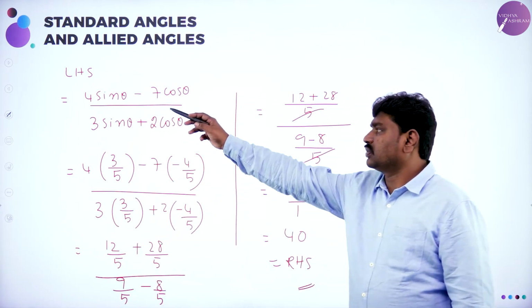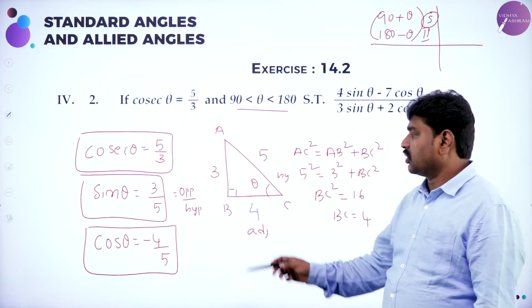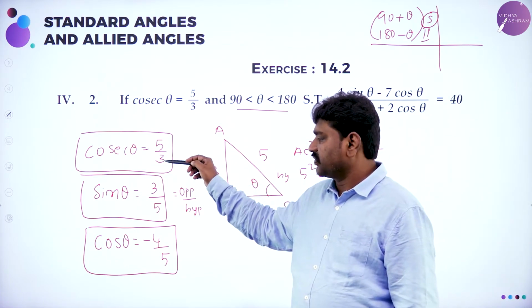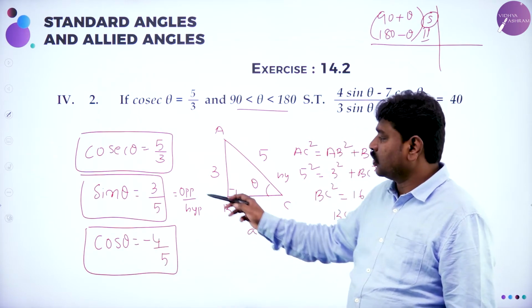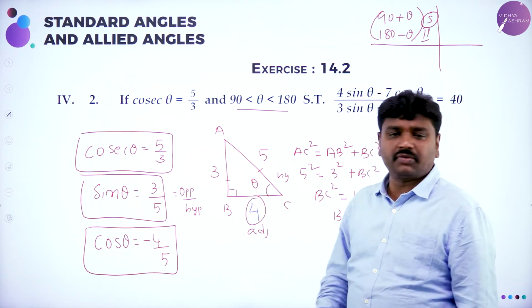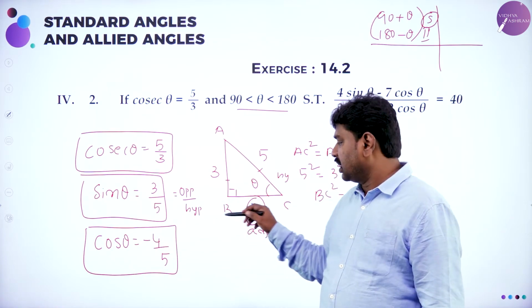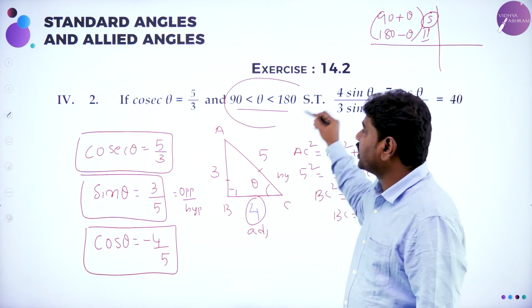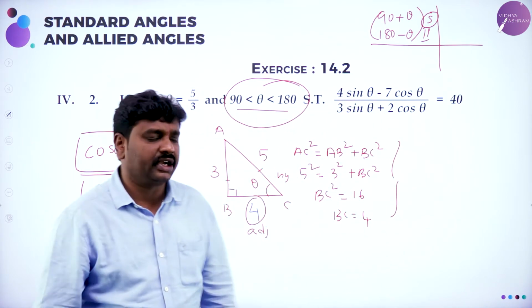In LHS, they give 4 sin theta minus 7 cos theta divided by 3 sin theta plus 2 cos theta. So drawing a triangle, you will get cos theta. And cosecant reciprocal is sin. If it is 5 by 3, this will be 3 by 5. And cos if you want, you construct a triangle. You know, sin means opposite by hypotenuse. Opposite is 3, hypotenuse is 5. Remaining number is 4 because 3, 4, 5 are Pythagorean triplets, or use Pythagoras theorem. Once you get all 3 sides, then cos theta will be adjacent by hypotenuse, 4 by 5, but I am putting negative 4 by 5. Why? Because theta is in which quadrant? Second quadrant. In second quadrant only sin and cosecant are positive, remaining all are negative.